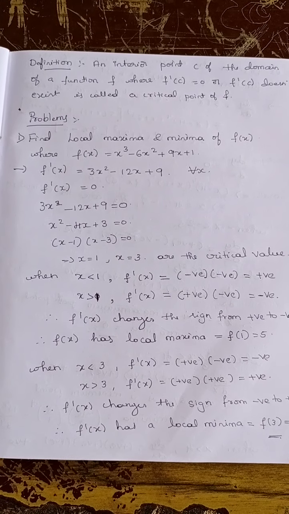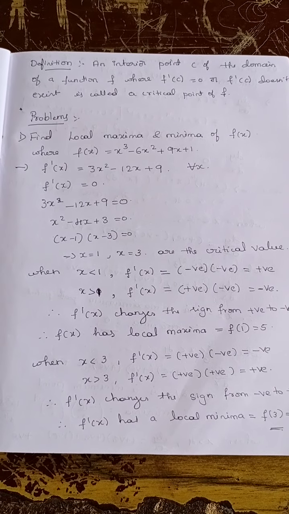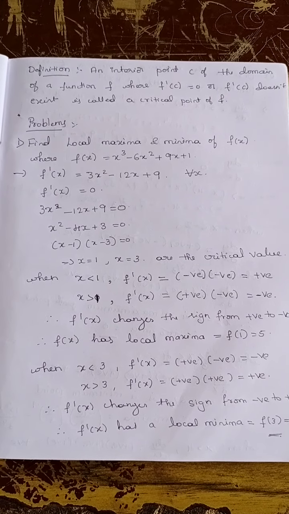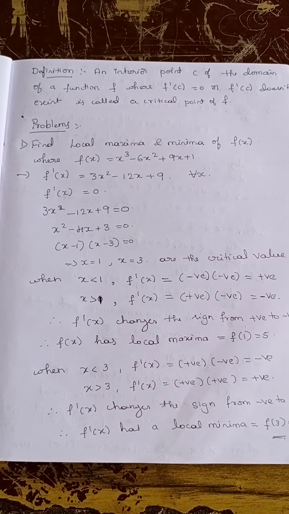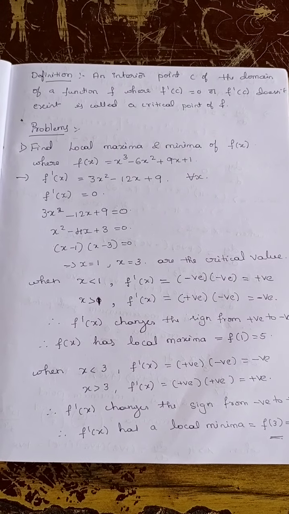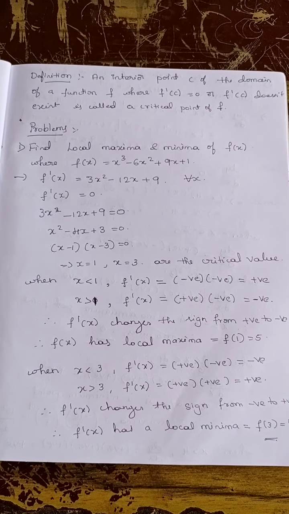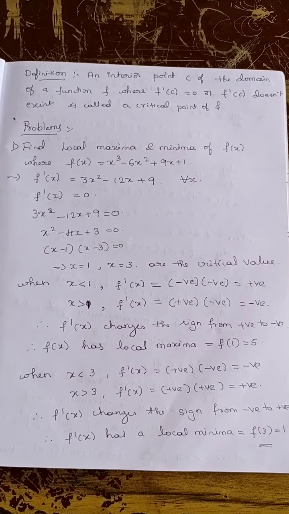So f dash of x is equal to, differentiating with respect to x, 3x square minus 12x plus 9. So f dash of x is equal to 0, so 3x square minus 12x plus 9 is equal to 0. After factorizing, we get x minus 1 into x minus 3 equal to 0. That implies x equal to 1, 3. These are the critical points.